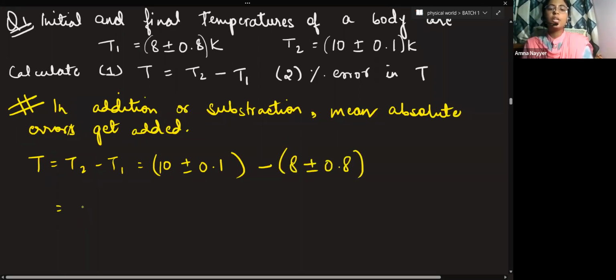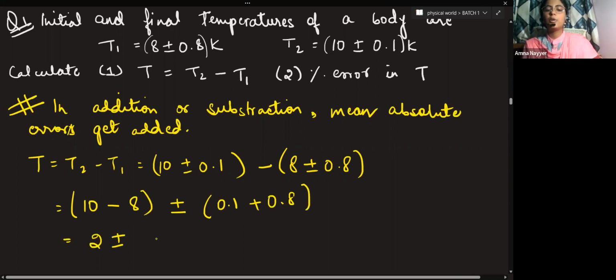Now what do we do? We first subtract the mean values. Mean value of T2 is 10, mean value of T1 is 8. 10 minus 8. Then you add the plus minus symbol. Then you add the mean absolute errors, be it subtraction or addition. So 0.1 plus 0.8. So 10 minus 8 is 2 plus minus 0.9. This much Kelvin is your answer.